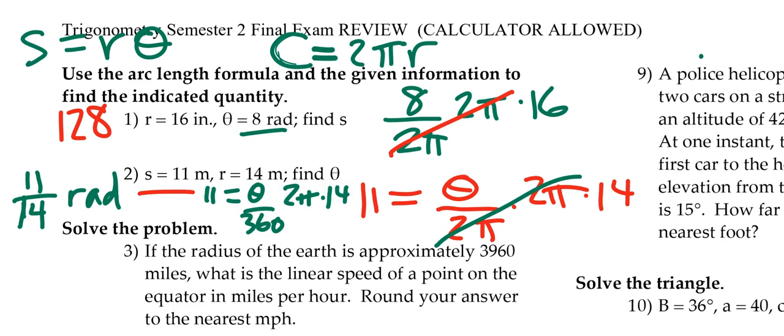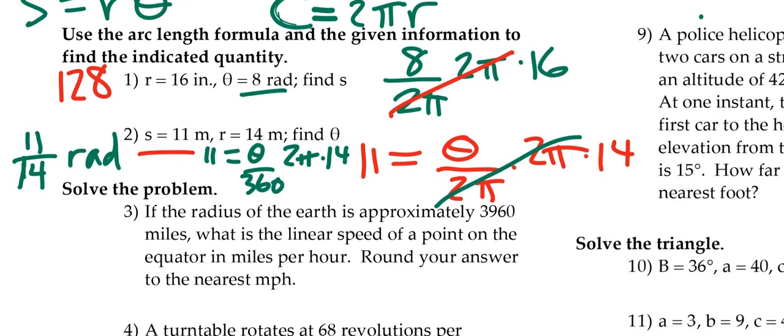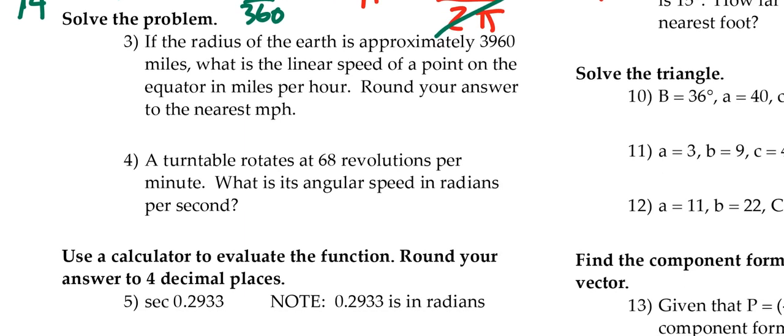Well, then they must have done it in radians. Okay? So just look at the answer choices to decide whether you think it's going to be radians or degrees. If the radius of the Earth is approximately 3,960 miles, what is the linear speed of a point on the equator in miles per hour? The radius of the Earth is approximately 3,960 miles, yes?